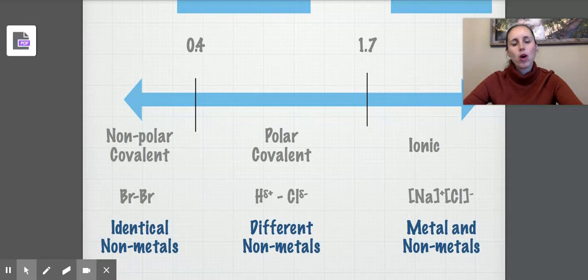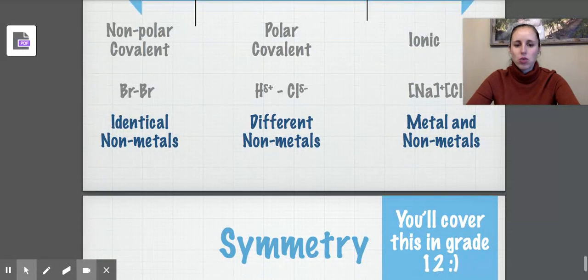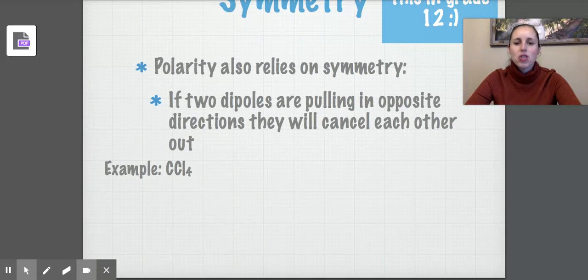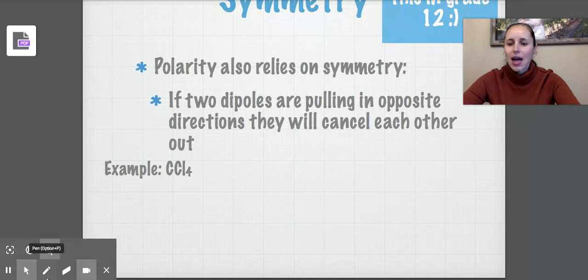I do want to put one more piece here though, and that's what you're going to learn in grade 12. There's also something more that matters for polarity, and it's symmetry. Polarity is also going to rely on symmetry, and it's going to depend on whether two dipoles are actually pulling in opposite directions. So I want to show you this now, just so it doesn't blow your mind in grade 12. And if you don't get it, no big deal. We don't deal with it until grade 12, but it's something to think about.